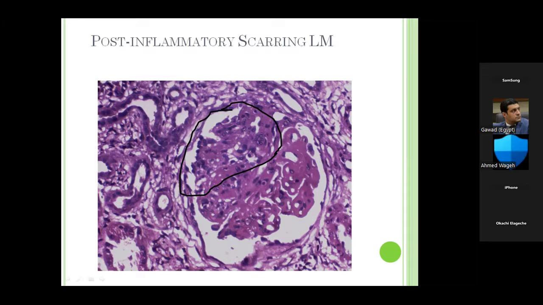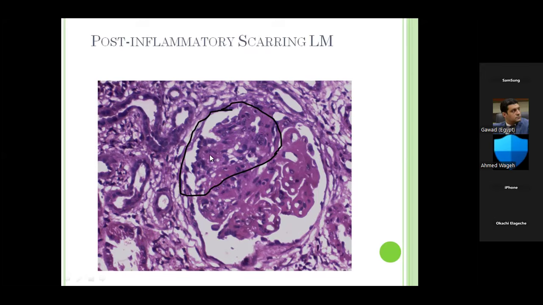The answer is a thickened glomerular membrane. Okay, it is thickened by deposits. That's the wire looping of lupus. Yes. It's a sign of activity of lupus nephritis. So this side shows an active lupus, and this side shows what?